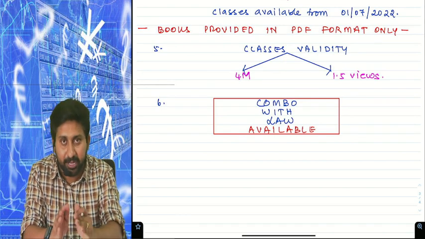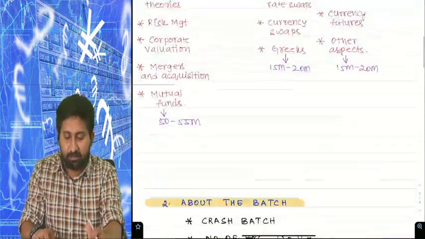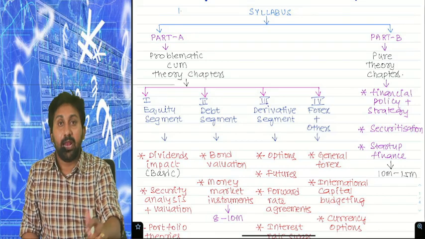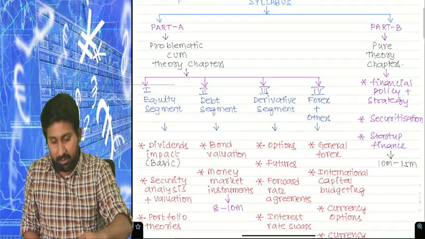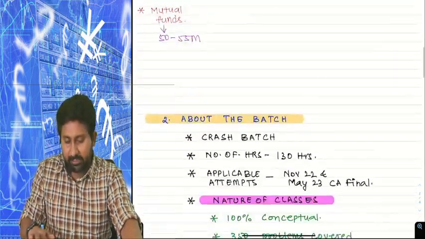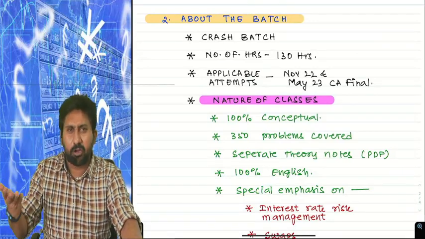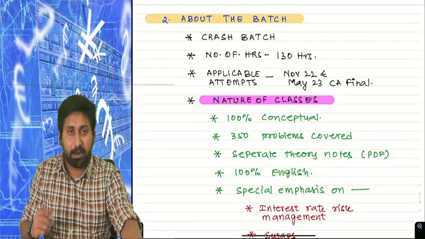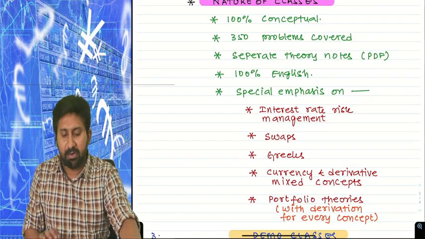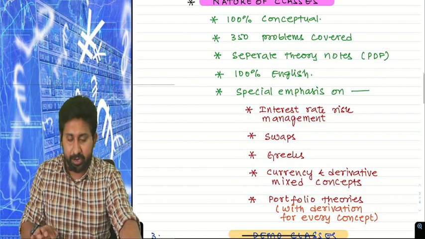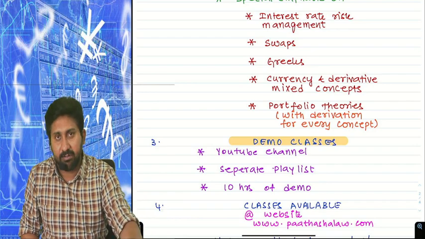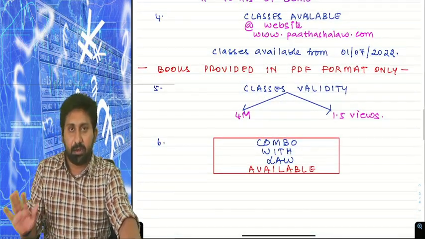I need your support in this, and each and every concept in the syllabus will be thoroughly covered, like law and better than law. This is a word that I can give. The syllabus contents will be part A, part B, and summary. About the batch: it's a crash batch or a fast track batch, you can call it. Number of hours 130, applicable attempts 22 and 23, 100% conceptual, 350 problems will be covered, separate PDF notes will be given, 100% English, with specific analysis on certain hard topics which students are finding difficult. Demo classes will be available on the channel, and these are all the details.